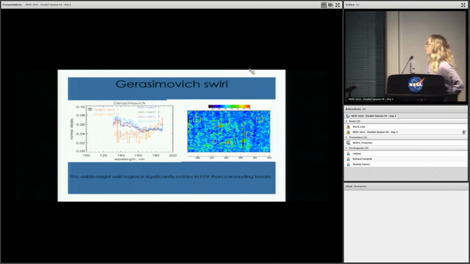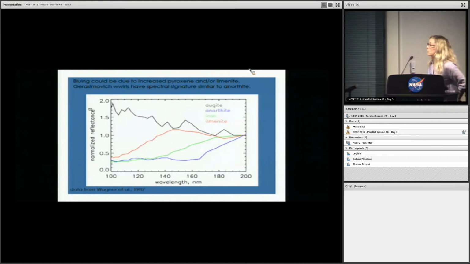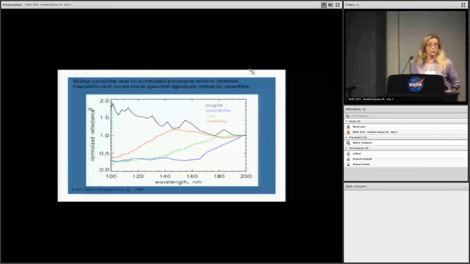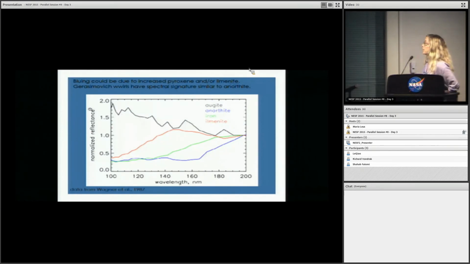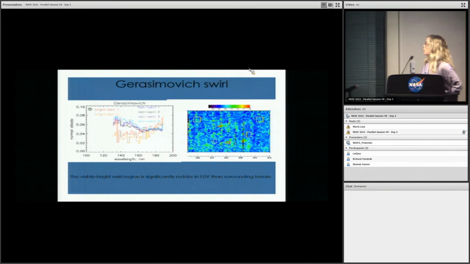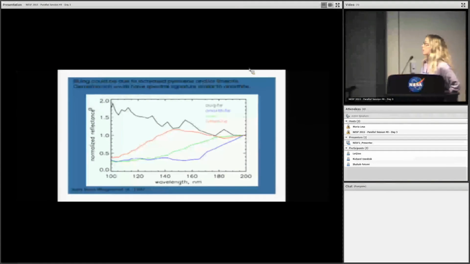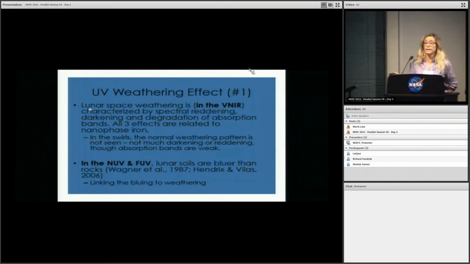So that's really different. In general, we know from lab measurements of some lunar-like species that the blueness of the moon in the FUV can be explained by species like some pyroxenes, which are pretty blue. Ilmenite is pretty blue, at least in part of the region here. The reddish shape that we see in the Gerasimovich swirl looks similar to what we see in some feldspars, with a turn up here, a red slope longward of about 160 nanometers. But there's also a link to weathering.